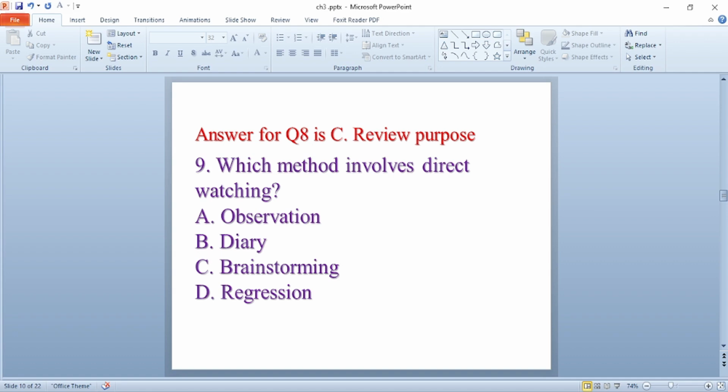Question number 9. Which method involves direct watching? A. Observation. B. Diary. C. Brainstorming. D. Regression. Answer for this question is A. Observation.